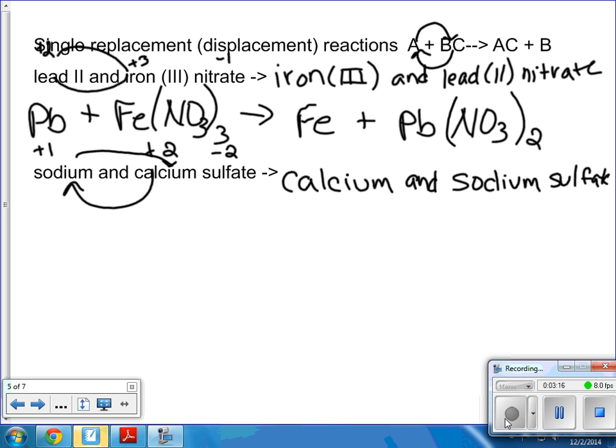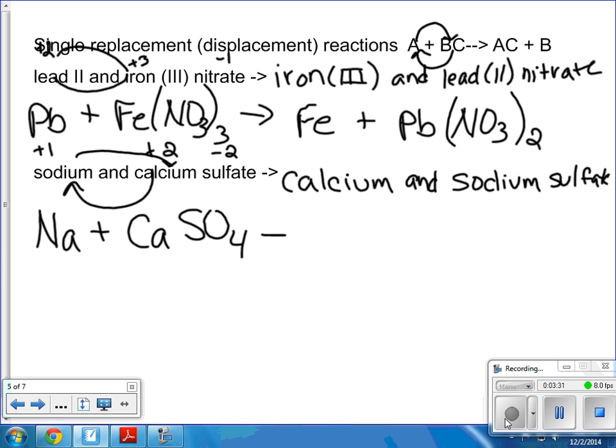So now let's write our formulas. Sodium is just Na. It's not a diatomic, so we don't have to write any numbers with it. Calcium is Ca, sulfate is SO4. There are a +2 and a -2, so they cancel out. Calcium, it's just Ca by itself, it's not a diatomic. And then sodium sulfate, sodium is a +1, sulfate's a -2. So when we cross the charges, it becomes Na2SO4. So that's it for single replacement reactions.